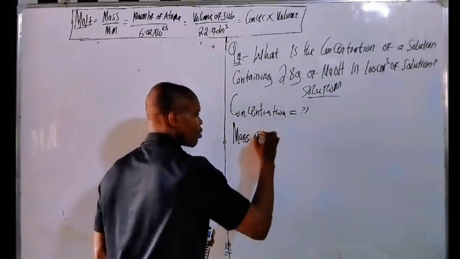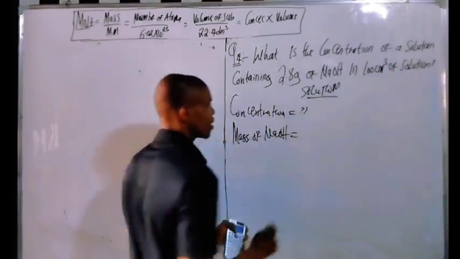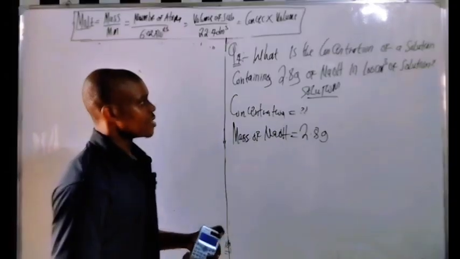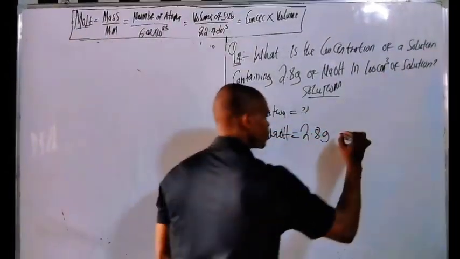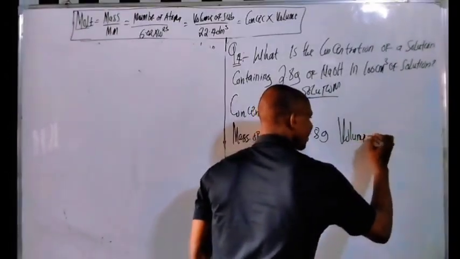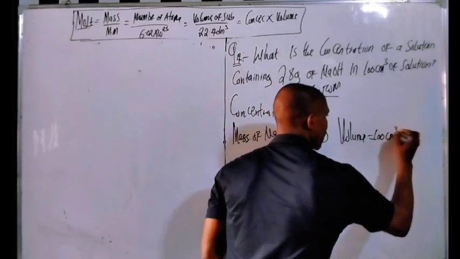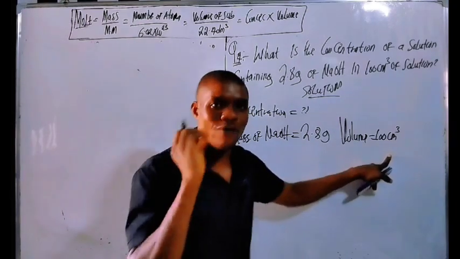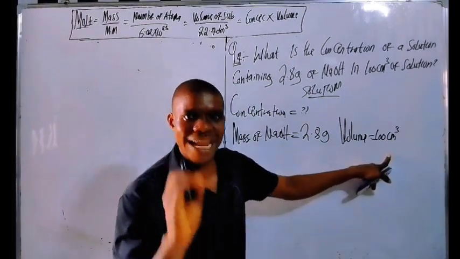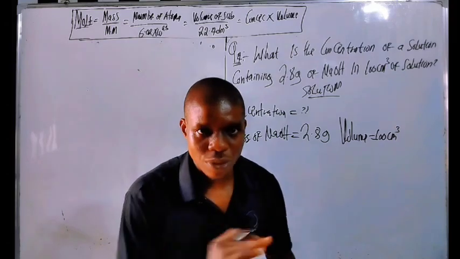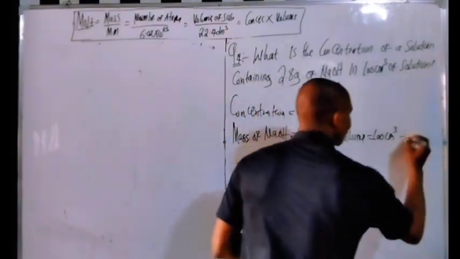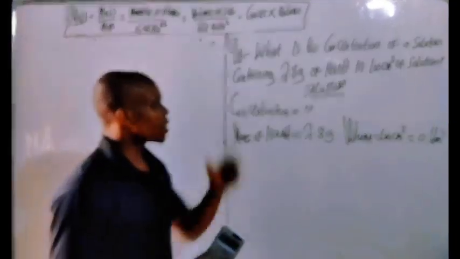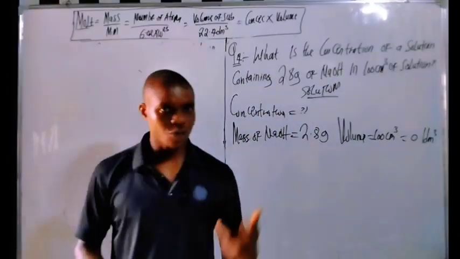Now, they gave us the mass of NaOH, which is 2.8 grams. They also gave us the volume, which is 100 cm³. Remember, I told you that whenever you see cm³ in a question, you have to convert to dm³. How do you convert to dm³? By dividing by 1000. If you divide by 1000, you get 0.1 dm³. Easy.